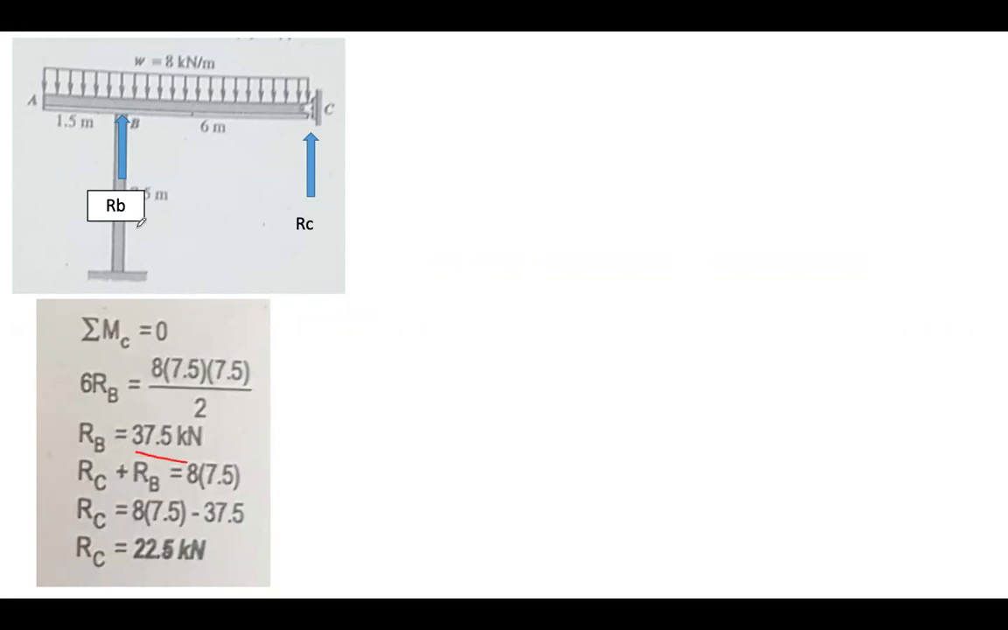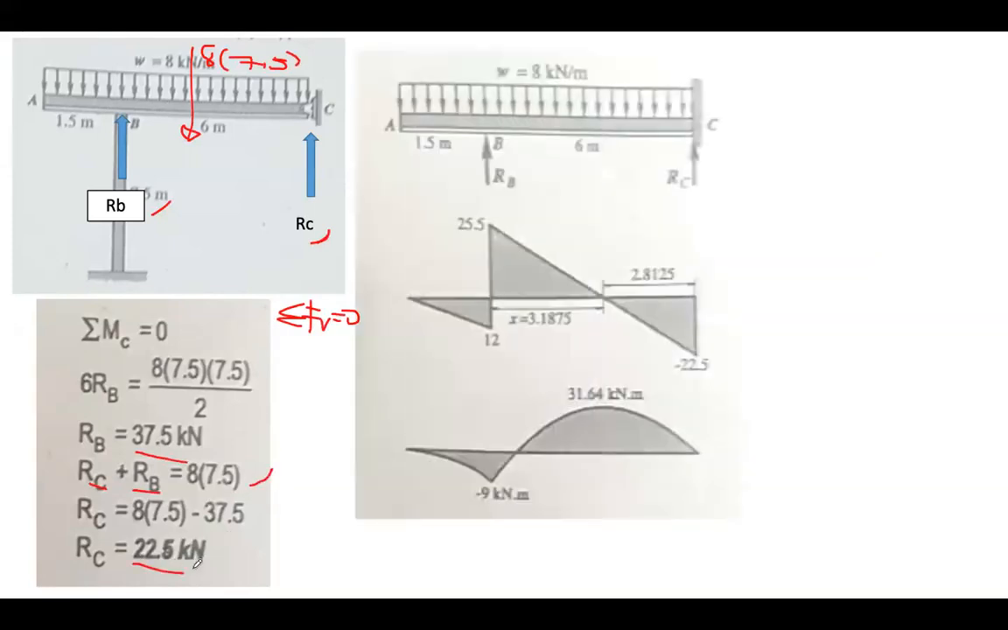Now, if you just have to sum up this RB and RC, we sum up forces vertical equals to 0. You have RB, and then RC is just equal to the total load, which I already introduced to you earlier, 8 times 7.5. Okay, so you have this one. So we can compute therefore RC.